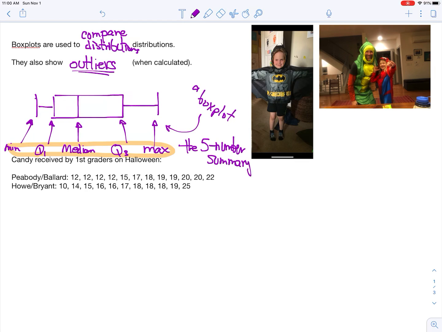And when you perform a calculation of one variable statistics on your calculator, those are the numbers that will come up. So you will make a box plot by hand, and then we'll also show you how it happens on a calculator. But those numbers, minimum, Q1, median, Q3, and max, are called the 5-number summary.